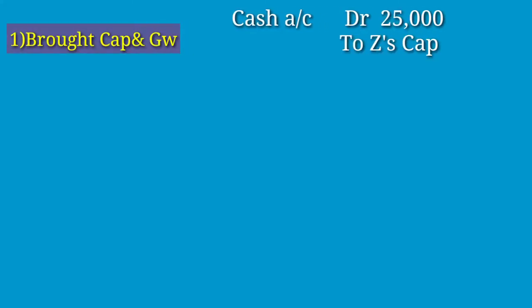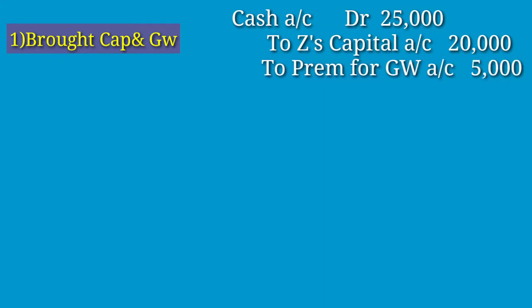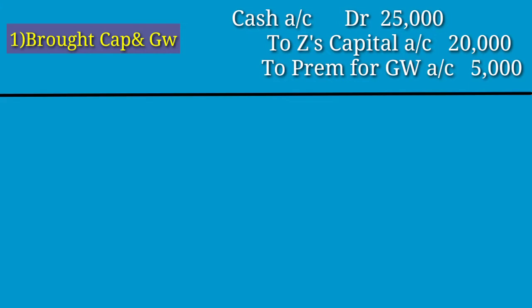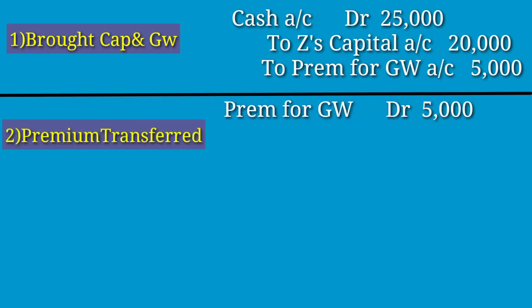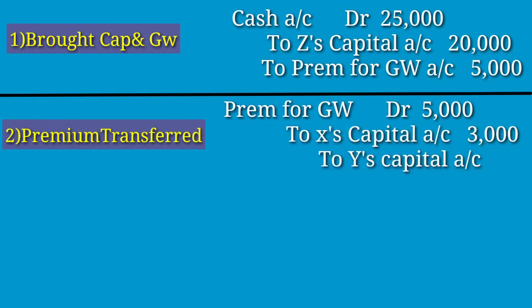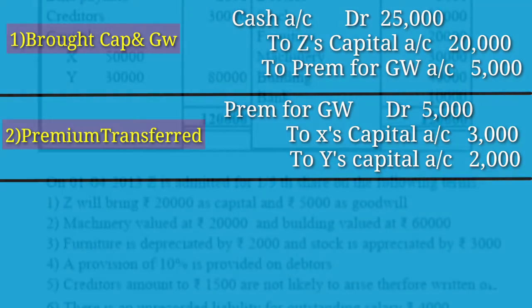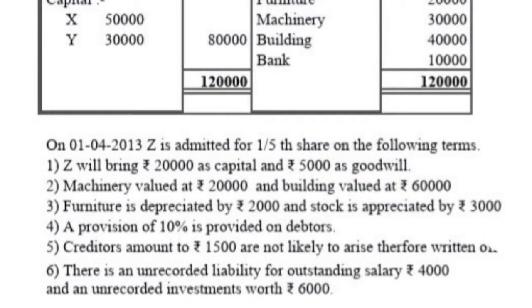Cash account debit rupees 25,000, to capital rupees 20,000, to premium for goodwill rupees 5,000. And this premium we need to distribute to the sacrificing partners in the sacrificing ratio. So the journal entry is premium for goodwill account debit rupees 5,000, to X's capital account rupees 3,000, to Y's capital account rupees 2,000. Now we can go for a revaluation.